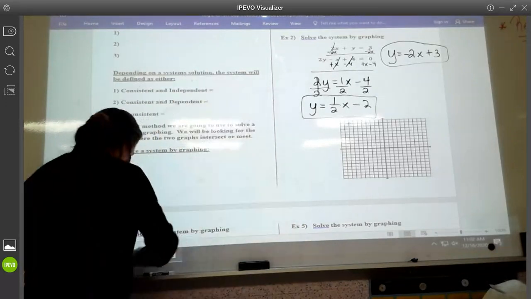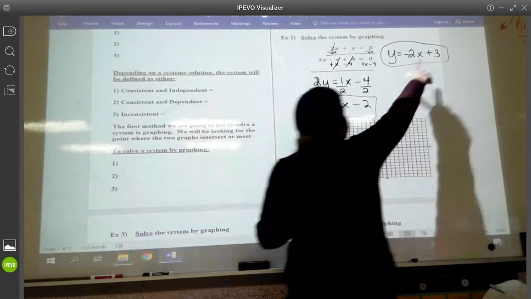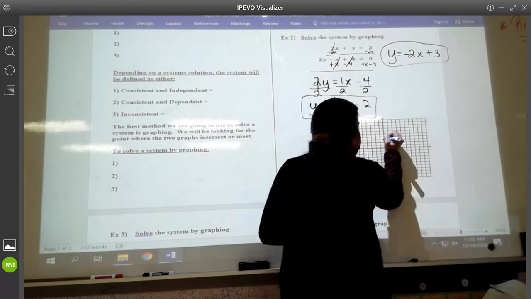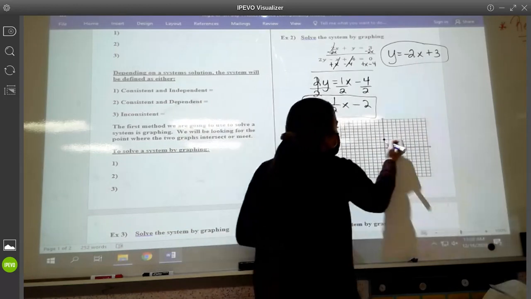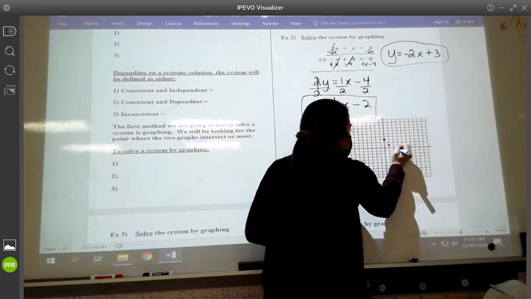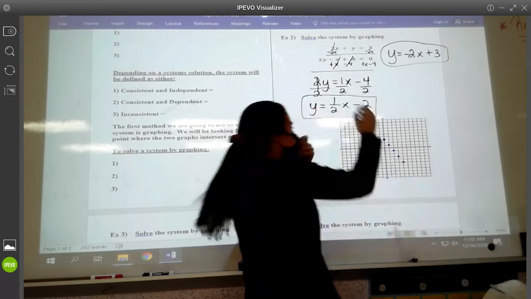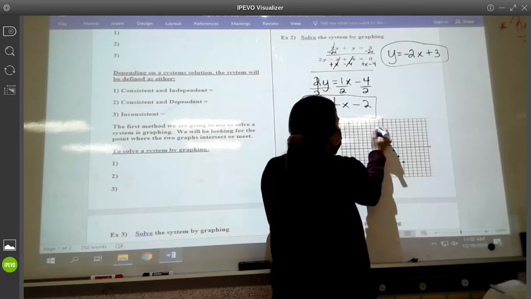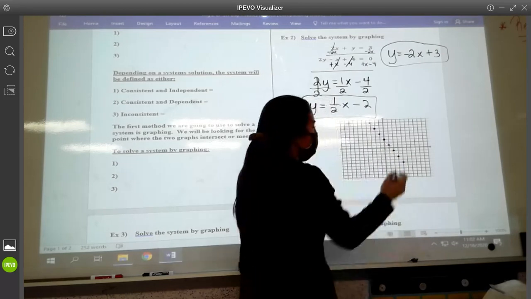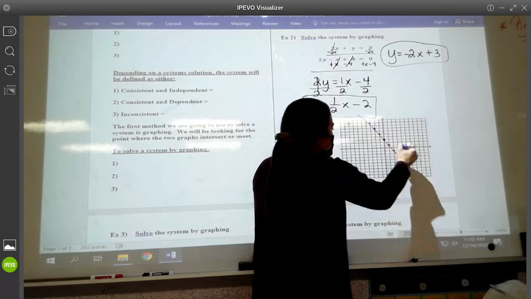So let's graph them. All right, if I graph this one, doesn't matter which one. I'm going to go up 3, and then negative 2 over 1. Down 2, right 1. Down 2, right 1. Or up 2 and left 1. Just do it a couple times. Give yourself lots of points for the other graph to meet.